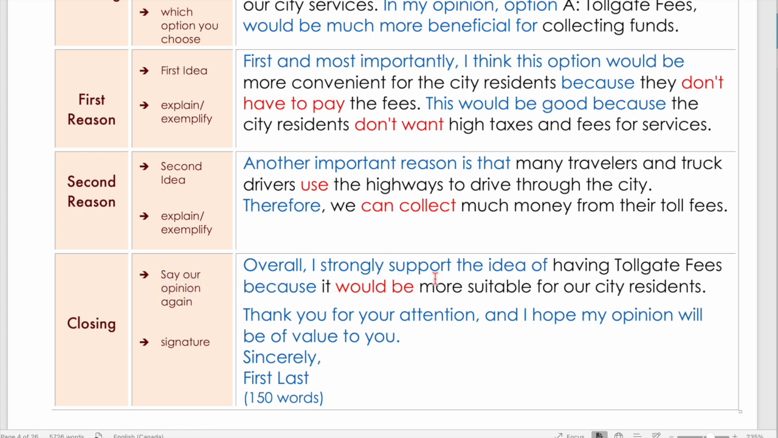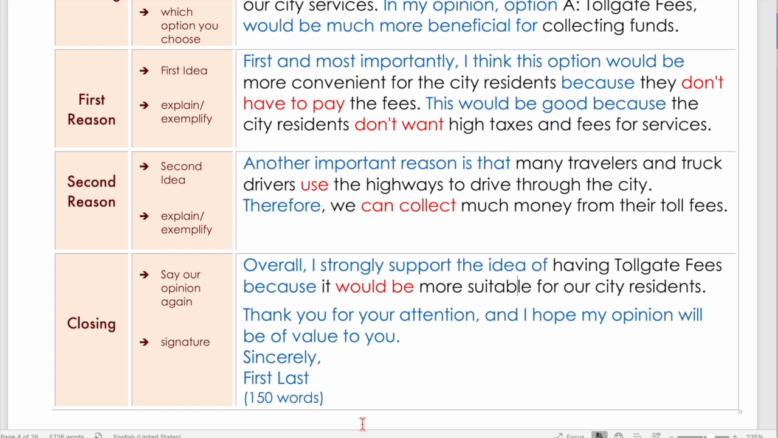So closing, let's say our opinion again. Overall, I strongly support the idea of having tollgate fees because it would be more suitable for our city residents, more suitable. So we support that one because it's better, more suitable. And then, thank you for your attention, and I hope my opinion will be of value to you. Sincerely, First Last.